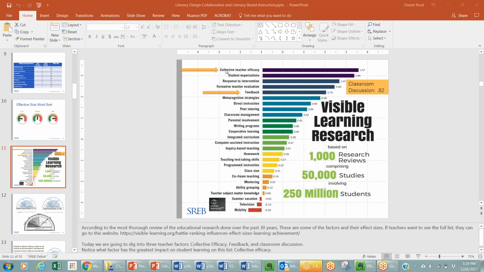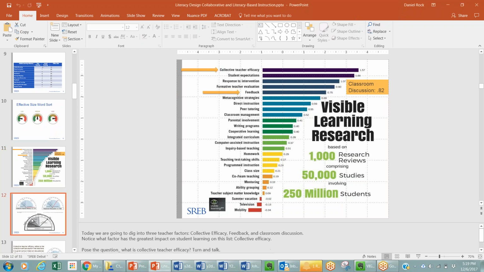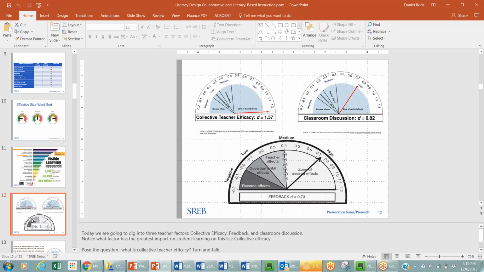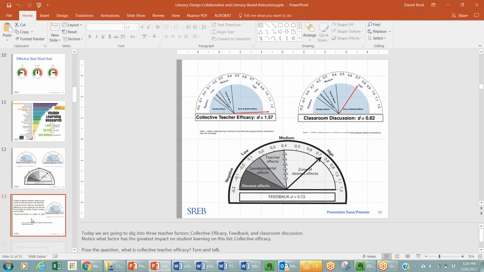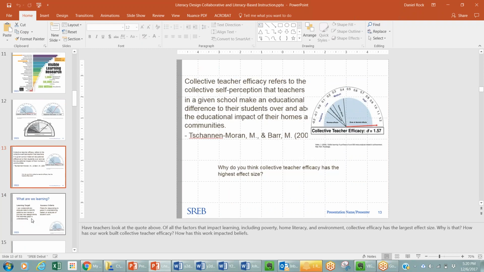In fact, collective teacher efficacy is at the very top. So we need to take a minute, though, and talk about what that means. What is collective teacher efficacy? I might do some turn and talk about what this is. What are we talking about when we say collective teacher efficacy?